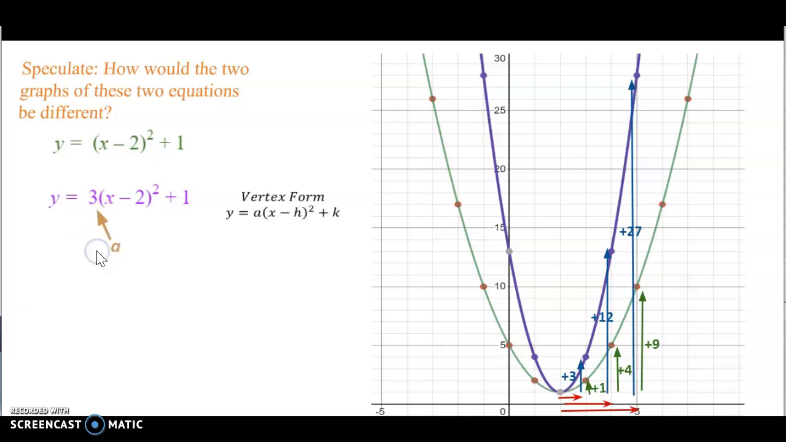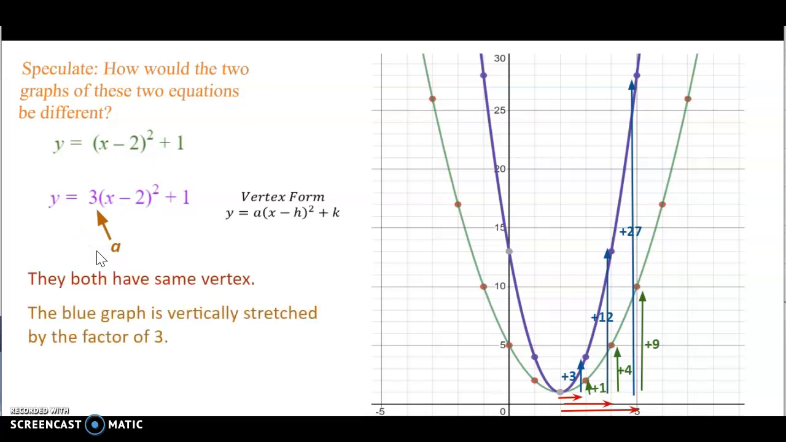So that 3 is the A value. They both have the same vertex, and the blue graph is vertically stretched by the factor of 3. That's what we say, because the blue graph is skinnier, as it's almost as if you put your two hands holding at the vertex and just pulled apart. It just made it stretched out. Okay, and hence A is called the stretch factor.